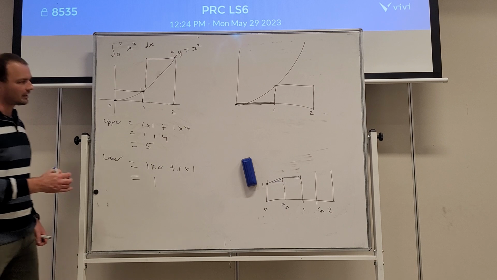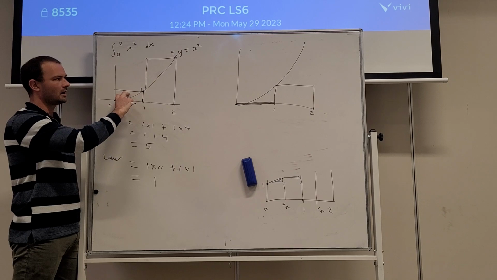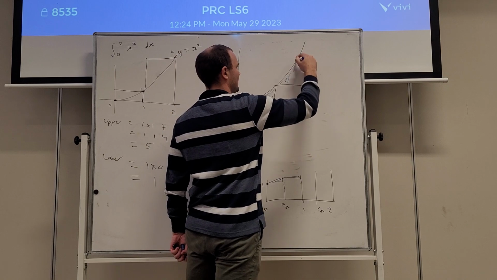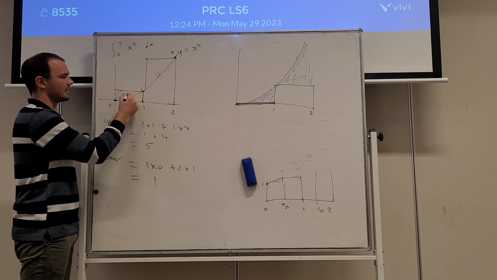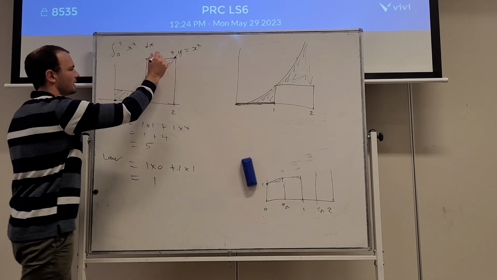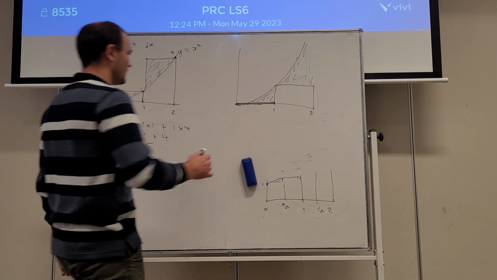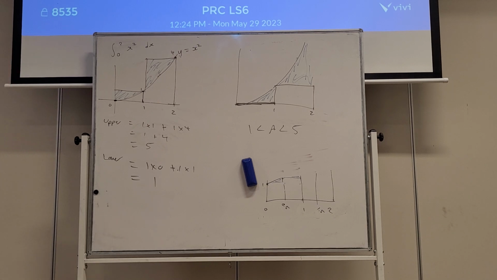So if you think in terms of the upper estimate compared to the lower estimate, look at all this error that's not accounted for, as opposed to the upper estimate. This is how much it's overestimated by. Cool. So that's pretty well it. Is there anything else? State an interval for the area. The area is between 1 and 5.